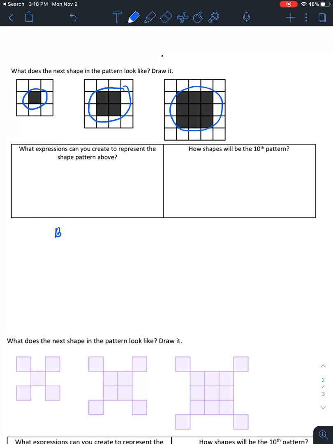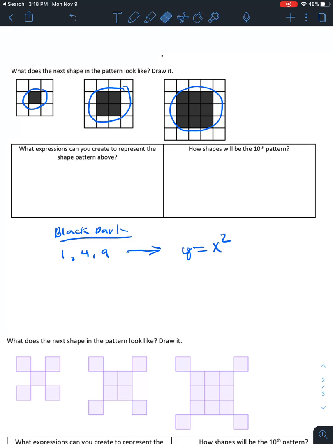If we just look at the black part, it's 1, 4, 9. So this matches the pattern that we saw earlier. If we were just talking about how many black squares are in the shape, we can just say y equals x squared, because that is a pattern that we found earlier.